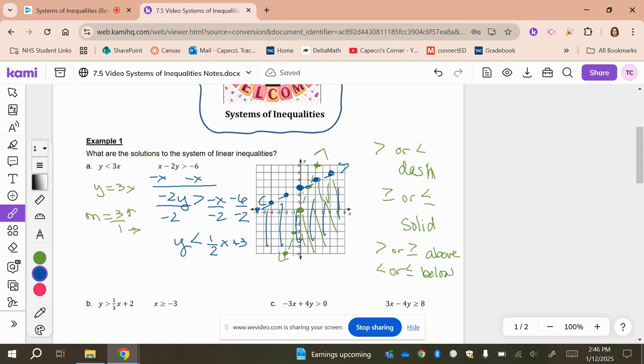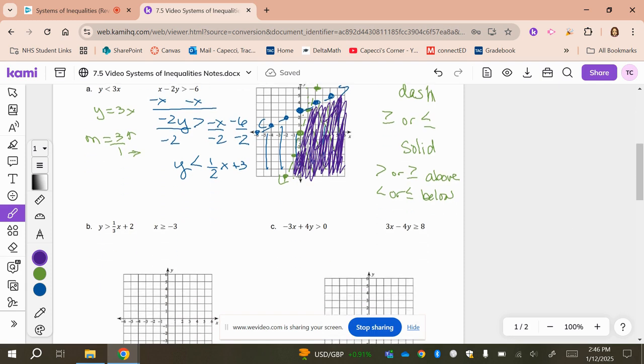Okay, now what do we do from here? I'm looking for the overlapping region. That is where all the solutions are. So the overlapping region in this particular graph is all in this area. So the solution is all those points in that shaded overlapping region. Okay. All right, let's look at another one.